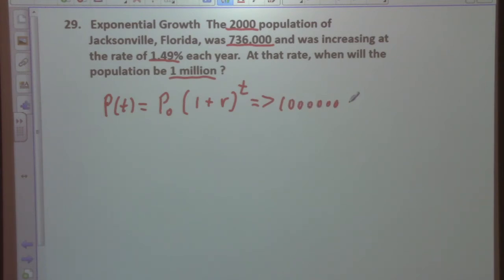is equal to our initial amount, which is 736,000. How many zeros is that? 6. And then we have R is going to be equal to 1.49%, which equals, without a percentage, 0.0149. And Mr. G, can you erase a 0, please?